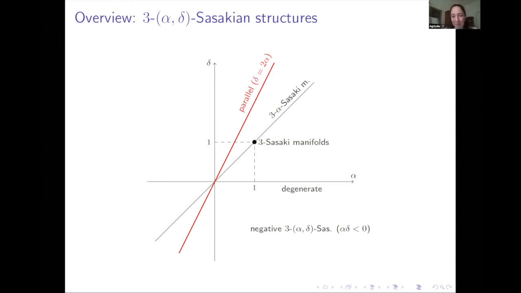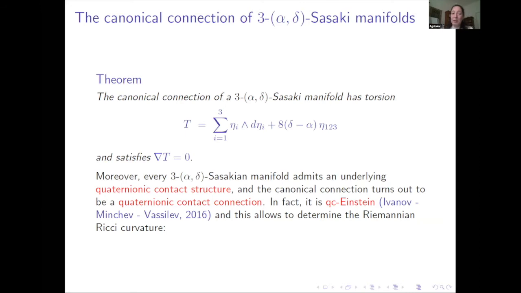Okay, good. Right. So let's have a quick look at the canonical connection of free alpha delta Sasaki manifolds. Well, you can compute the torsion explicitly and you realize that the torsion is again the sum of eta I wedge d eta I plus a suitable multiple of eta 1 wedge eta 2 wedge eta 3. And the multiple you have to put in front is exactly that. This torsion is going to be parallel whatever alpha and delta are. And in fact, you can prove that every free alpha delta Sasaki manifold admits an underlying quaternionic contact structure. And the canonical connection is in fact a quaternionic contact connection.